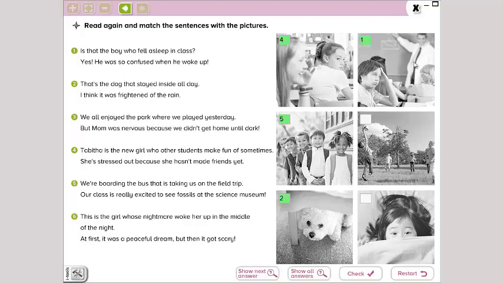So the next one is number 1. Is that the boy who fell asleep in class? Y vemos al niño preocupado porque se durmió en clase. You should never do that, okay? Now here we have number 3. It says, we all enjoy the park where we played yesterday. We see some guys playing at the park, right? And here we see a girl. And it says, this is the girl whose nightmare woke her up in the middle of the night. Okay, so we see the girl woke up.